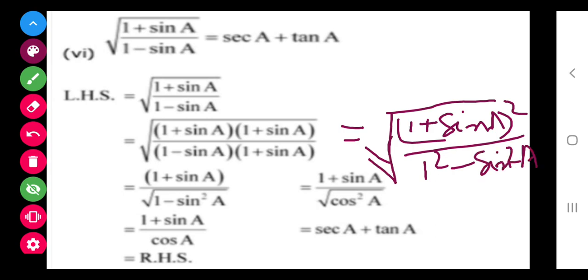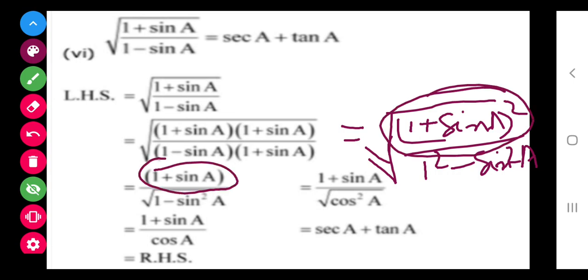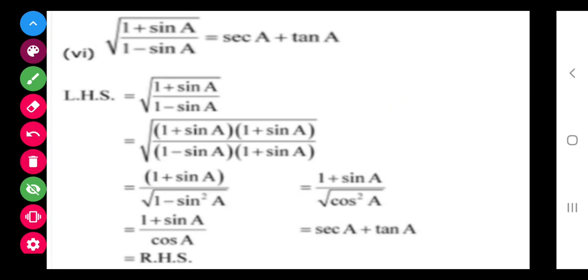So it is all in a root. Now the numerator can be taken out of the root because it's a square under a square root, so it can be removed. Now what is left? In the denominator it is 1 minus sine square a. 1 minus sine square a can be written as cos square a, according to the first identity. Cos square a, now the root can be removed and it will become 1 plus sine a upon cos a.